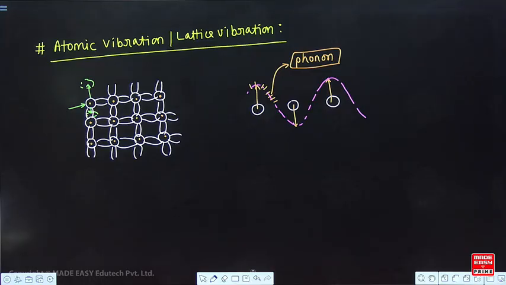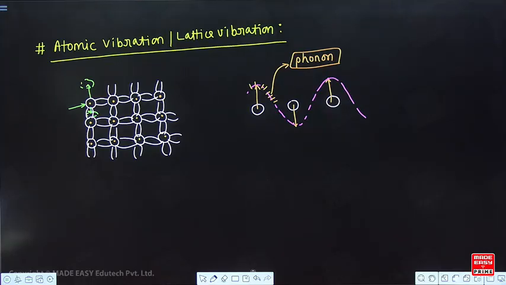In a sense, these atomic vibrations may be thought of as imperfections or defects. Full stop. Next point.